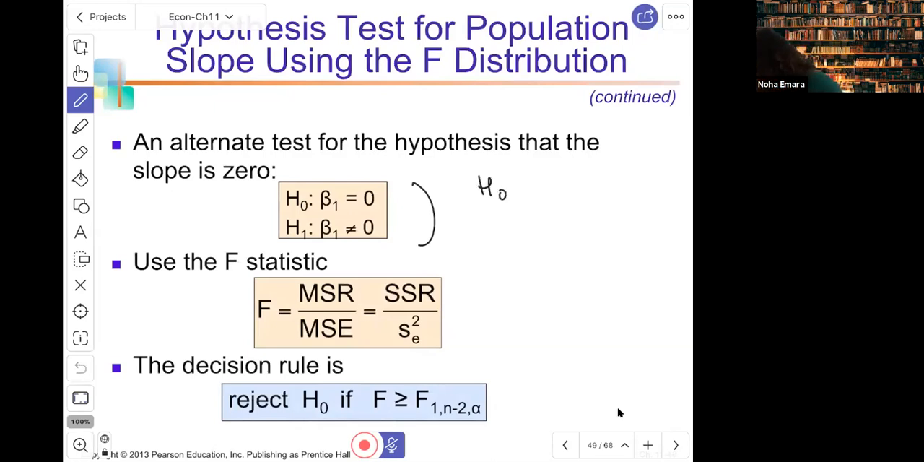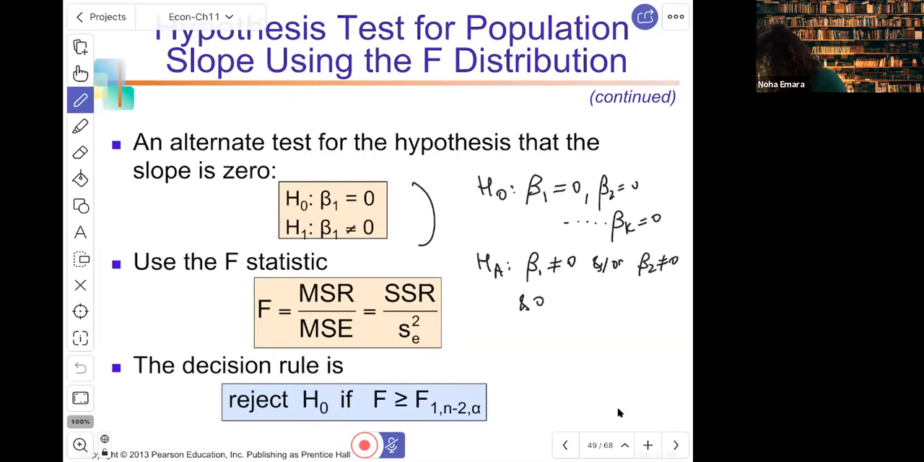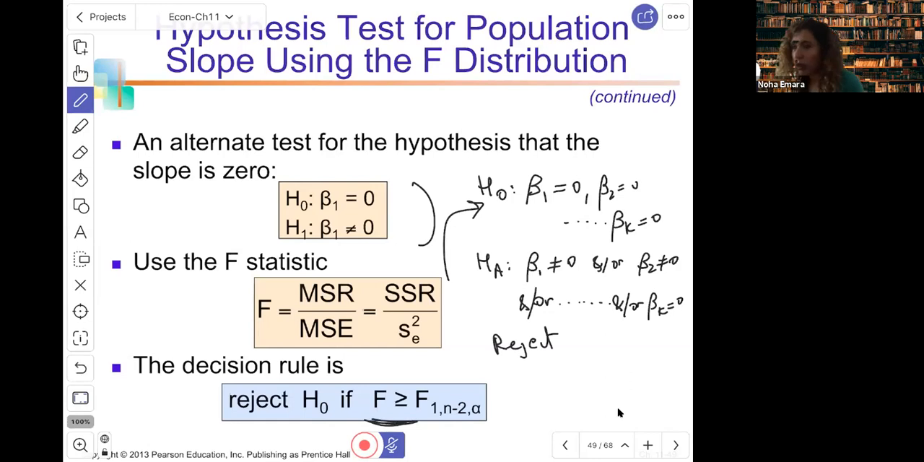So if I have more than one x, the null hypothesis would be whether beta 1 is equal to 0, beta 2 is equal to 0, all the way up to beta k is equal to 0. And the alternative would be whether beta 1 is not equal to 0 and/or beta 2 is not equal to 0, and you keep going like that, and/or beta k is not equal to 0. And you actually hope that you can reject the null. I'm going to reject when the F that I calculate is greater than the F I get from the table, the critical value.